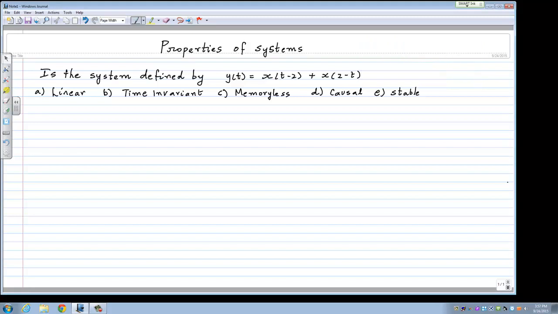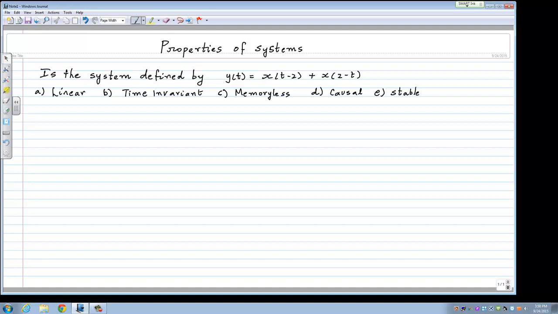Okay. So the system that we are looking at is defined, or the input-output relationship for the system that we are interested in is given by y of t is x of t minus 2 plus x of 2 minus t. Okay. And the question is whether this system is linear, time invariant, memoryless, causal, and stable.